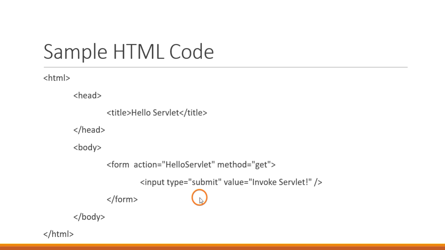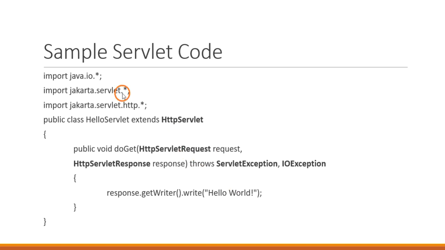Now for the program, we are going to create a simple HTML page which shows a button, and this is the servlet code which simply displays the message hello world. Okay, so that's it. In the next video we are going to see the demonstration of this program.